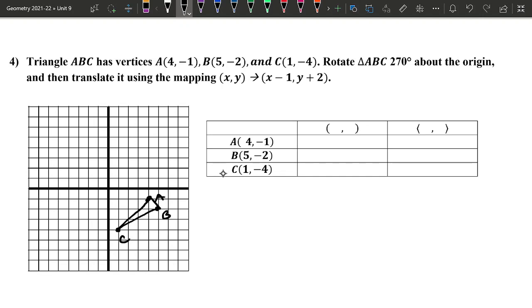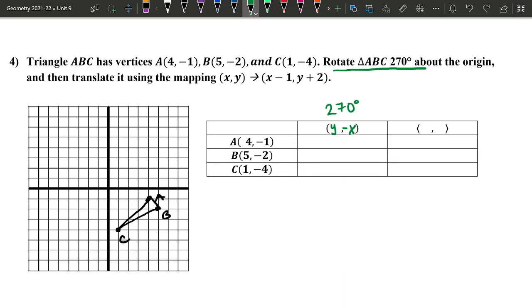So we have A, B, C. And it says to do a rotation of 270 degrees. So a 270-degree rotation, you need the rule for that. So if you look at your sheet, it's y, negative x. So you write the rule. And then apply the rule to your points.